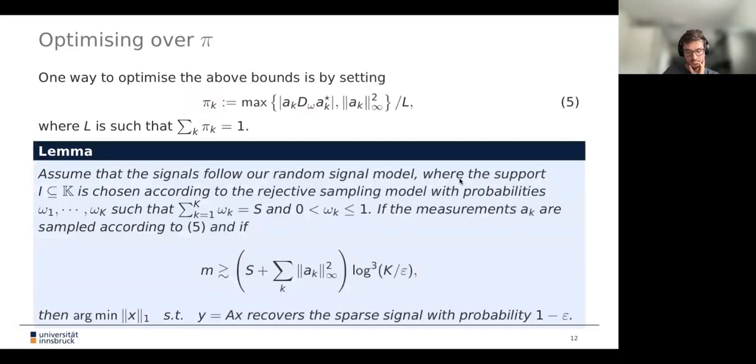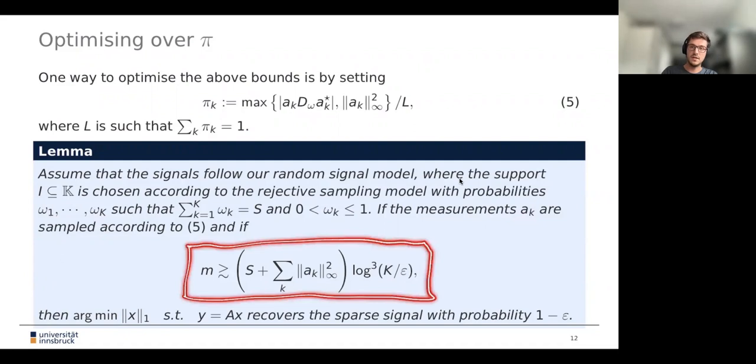Again, if the signals that we actually try to reconstruct are generated by this model that we specified above with weights omega 1 to omega k, and if our measurements A are sampled according to this probability distribution, so if these are our pi k, our strategy for how to pick our measurements, then this is the sufficient condition, a lower bound on the number m of measurements that we need to take in order to ensure recovery with high probability.